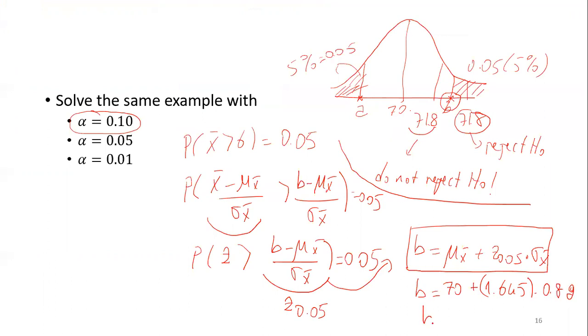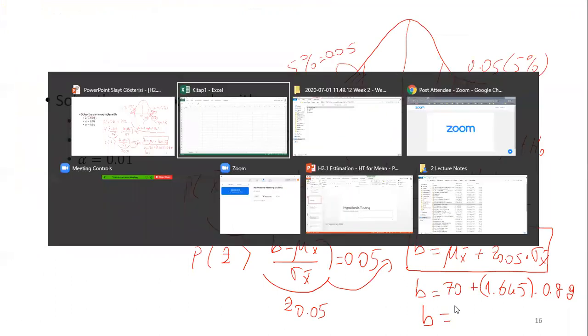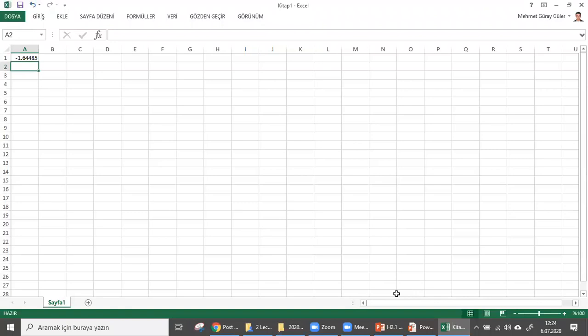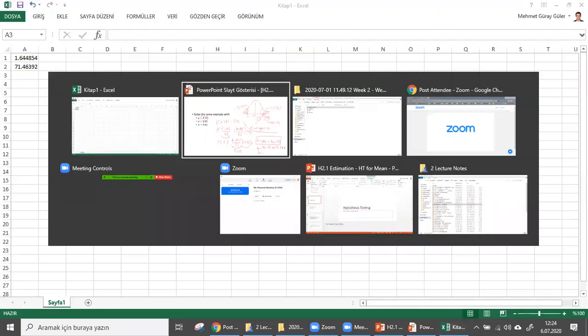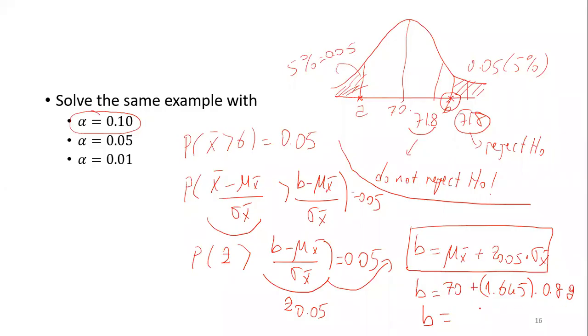So B is equal to, let's open the Excel, 70 plus this times 0.89. That's equal to 71.46. So B is equal to 71.46. What does this mean?